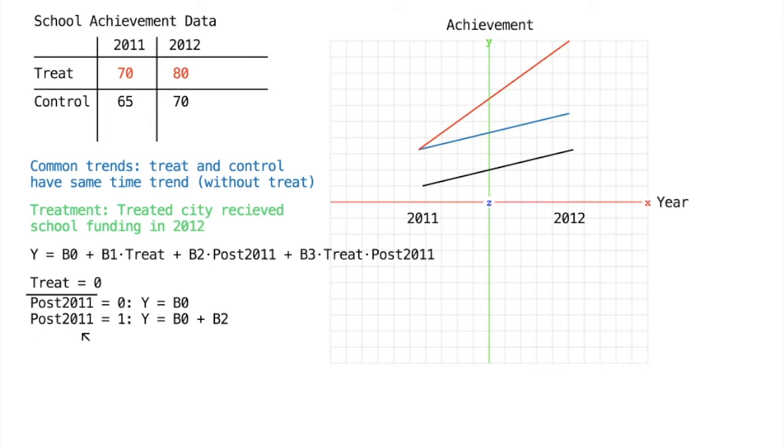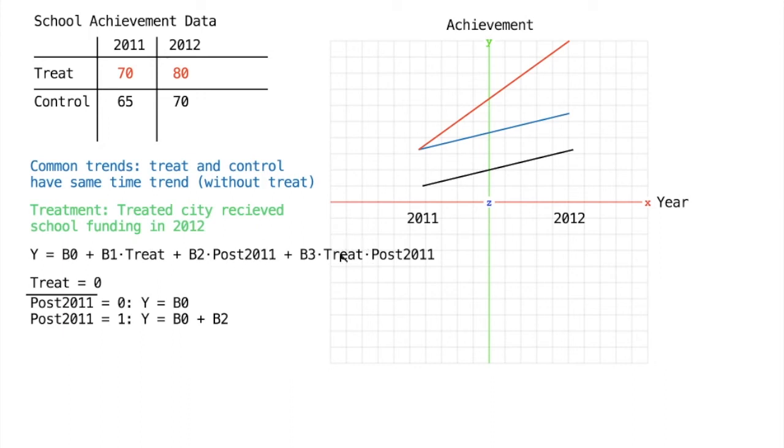Okay, so if the treatment indicator equals 0, which means we are considering the schools in the control cities, then in 2011, where the post-2011 dummy variable equals 0, the average school achievement implied by the regression model is represented by beta 0. This is because if we plug in treat equals 0 and post-2011 equals 0 into the regression, then we are left with beta 0. Similarly, if we consider the control cities in 2012, the average school achievement is represented by beta 0 plus beta 2. To get this result, now we are plugging in treat equals 0 and post-2011 equals 1, so the interaction term is still 0.